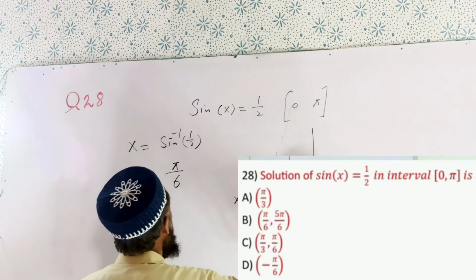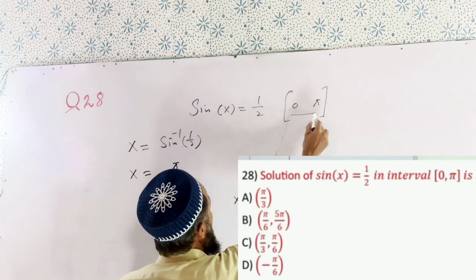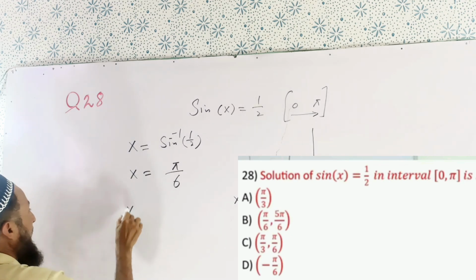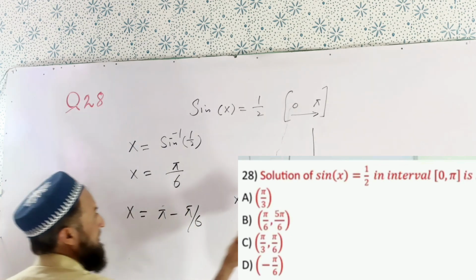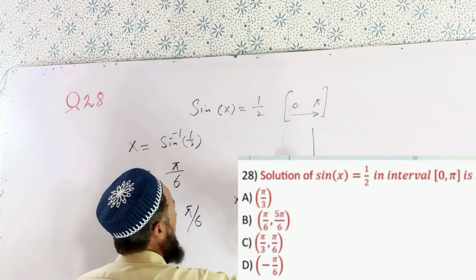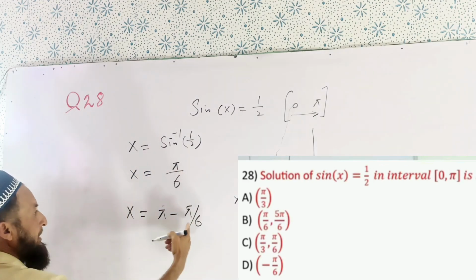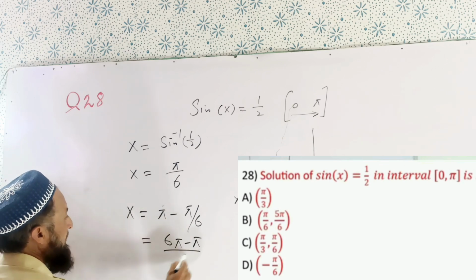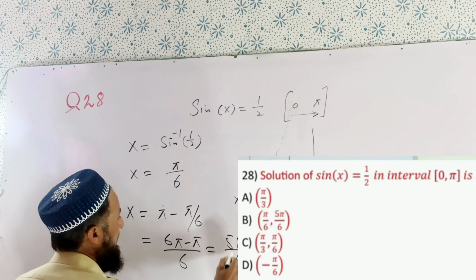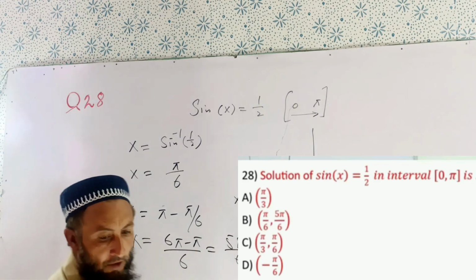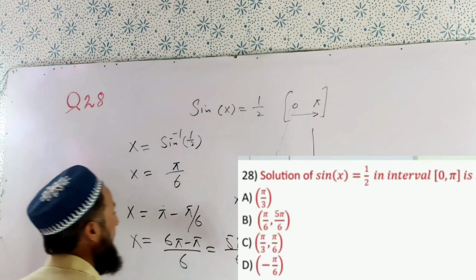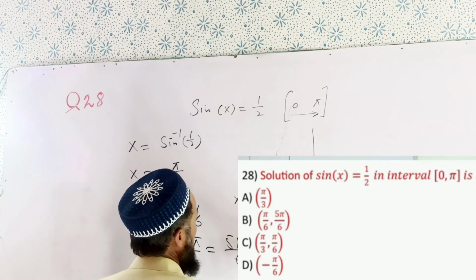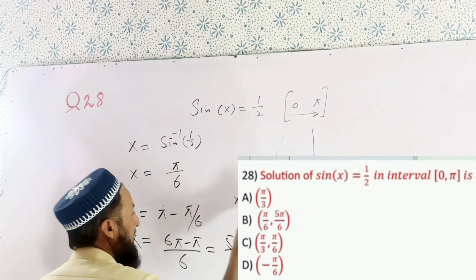This is the first value, and the second lies in the second quadrant, so 180 degrees. We take pi minus pi by 6. If we subtract the first value, we get 6 pi minus pi divided by 6, which is equal to 5 pi divided by 6. So the correct answer is pi by 6 and 5 pi by 6. Option B is the correct option.